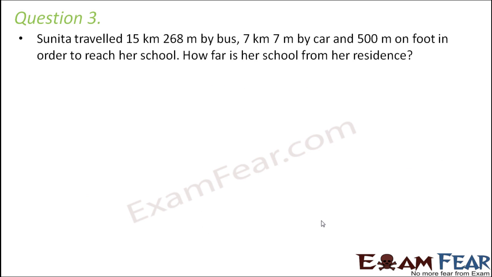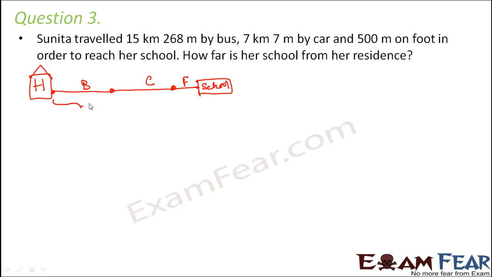Question number 3. Sunita travelled 15 kilometers 268 meters by bus, 7 kilometers 7 meters by car and 500 meters on foot in order to reach her school. How far is her school from her residence? So in order to find out the distance of school from residence, we will have to add all of these distances, because let's say this is her home. So she starts from home, she travels some part of the distance by bus, again she travels some part of the distance by car, and then she travels some part of the distance by foot, and that's how she reaches school. So that means the total distance covered by bus, car and foot will give us the distance between the school and the home. Right?